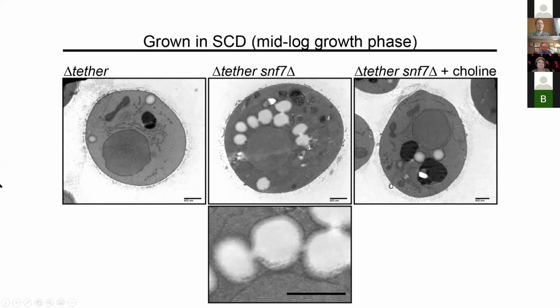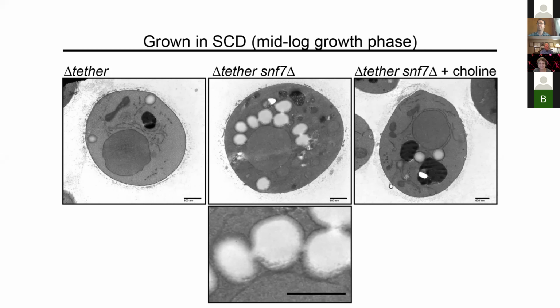But really, I haven't been able to come up with anything that makes a lot of sense. I originally liked the idea that SNF7 was involved in lipid droplet scission or somehow remodeling lipid droplets, but I haven't been able to visualize SNF7 on lipid droplets ever. And I spent a lot of time trying to see that.